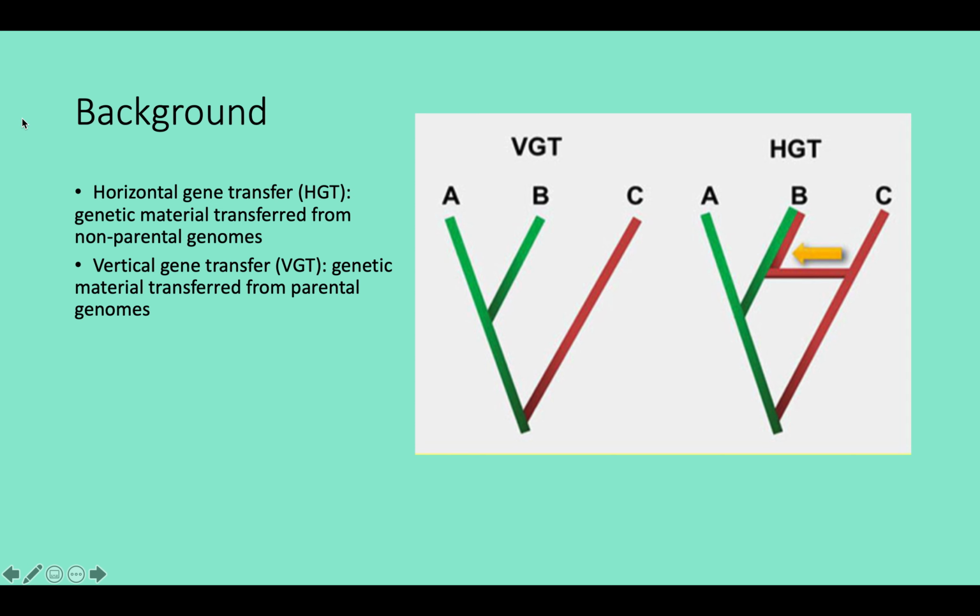A little bit of background about gene transfer. Horizontal gene transfer is the transmission of genetic material between genomes without inheritance from parent to offspring. An example of this is transduction, where viruses give their genetic material to bacteria. Vertical gene transfer, on the other hand, is genetic material transferred from parental genomes. And an example of this is how bacteria replicate and reproduce. And in our study, we specifically looked at horizontal gene transfer amongst mycobacteriophages in the O cluster.